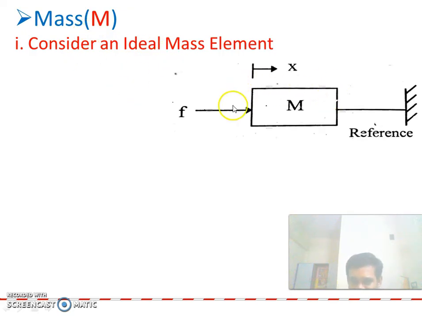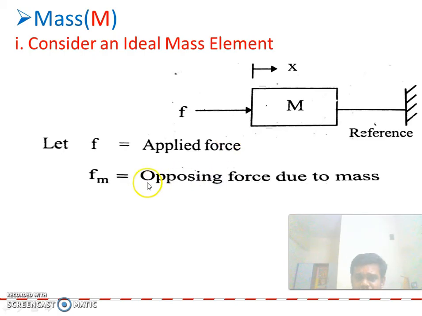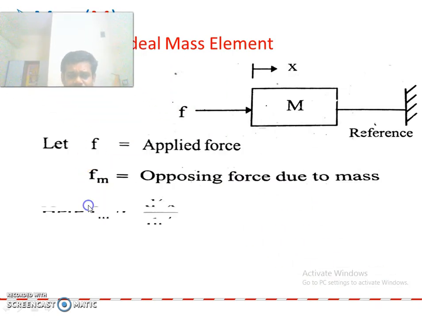This is an ideal mass element. One end is fixed and at the other end you are applying a force F. F is the applied force, and due to this applied force there will be an opposing force F_m due to the mass. This opposing force is proportional to acceleration, that is d square x by dt square. F_m is proportional to d square x by dt square.